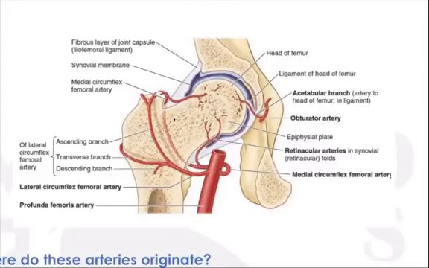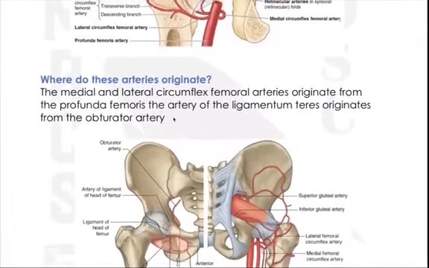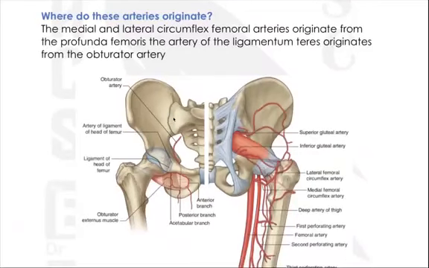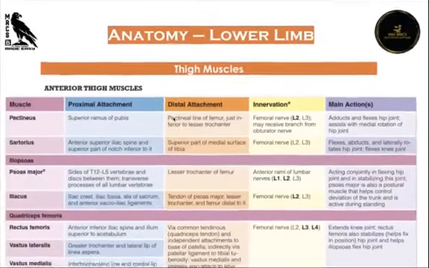Is it clear about the artery supply of the head of the femur? Is it clear to all of you? Yes, sir. Okay. So if they ask from where the arteries are arising, very simple. The medial and lateral are originating from the profunda femoris, and the ligamentum teres will be originating from the obturator artery. Okay, very easy.